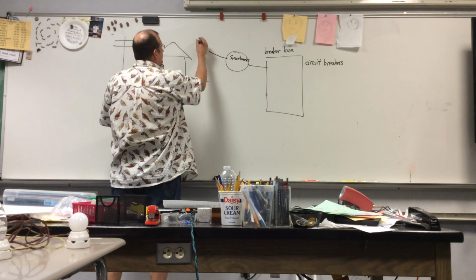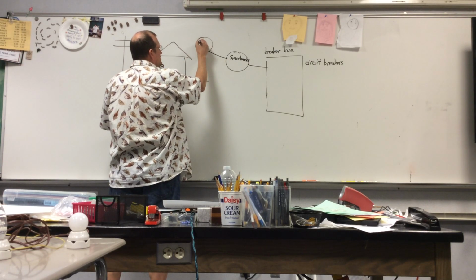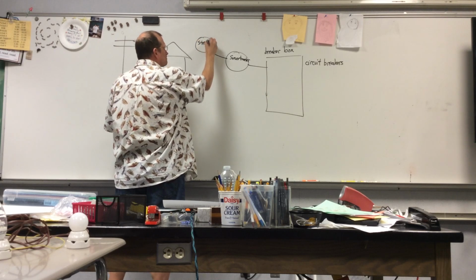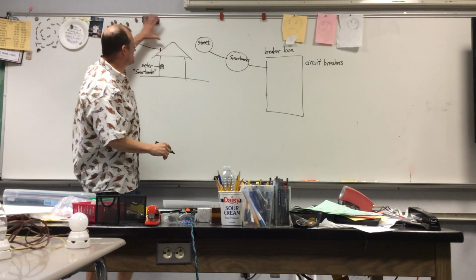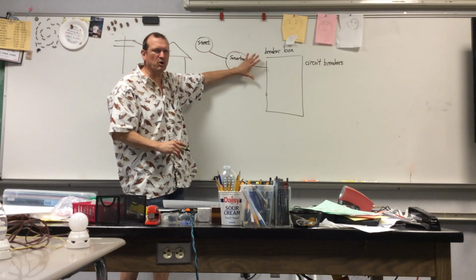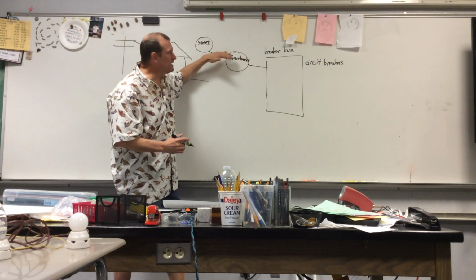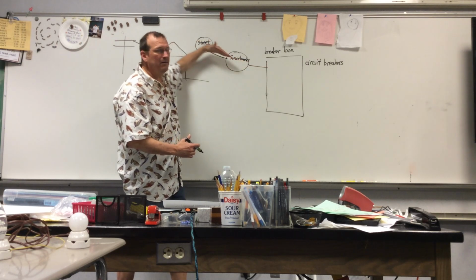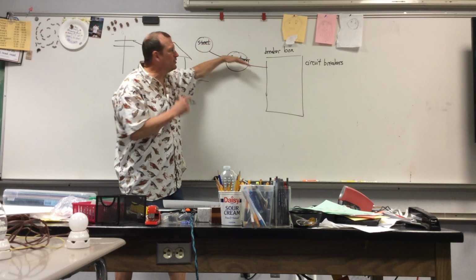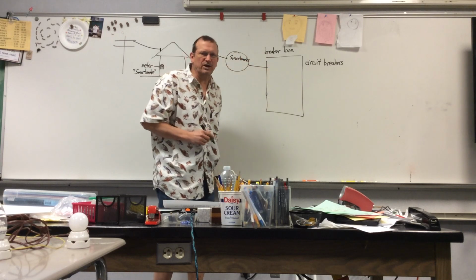And I'm going to come back here and remind you that this here is coming in from the street. So you've got all your electricity coming in through the street. It goes through the smart meter, so the smart meter can record how much electricity is going through the one wire that feeds the house, and then you go to the breaker box.